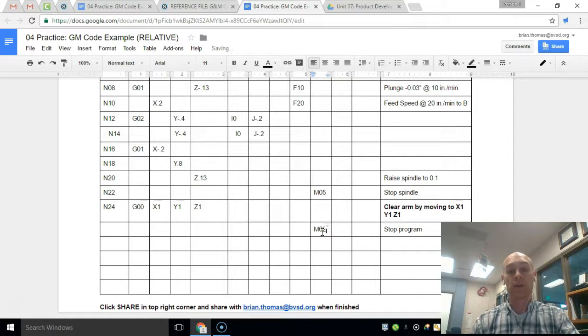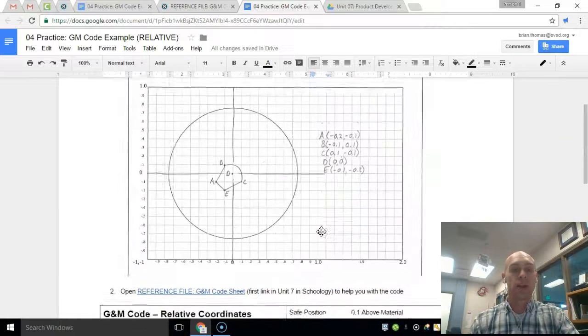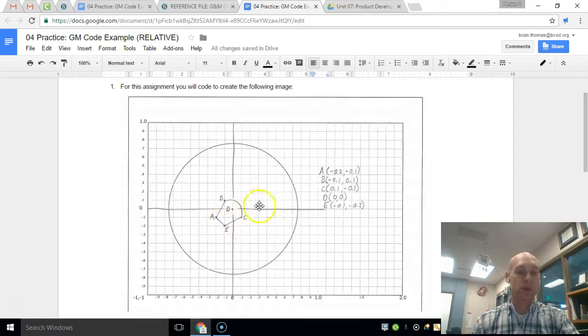So that is relative. Now your assignment, what you're going to need to do is do relative for these coordinates. And you're going from B to C around D. So remember, to get to D, that I and J for this point is not going to be 0, 0. It's relative from B, where is D, and so on. So go ahead and give that a shot, and we'll see how you do.